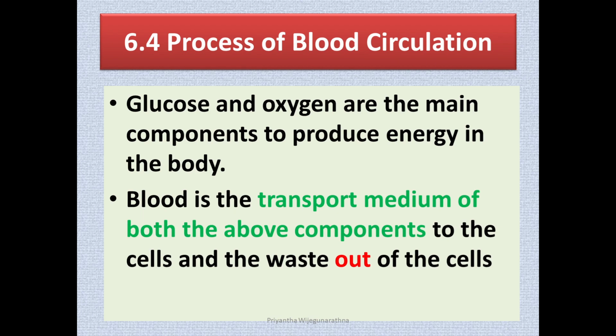Glucose and oxygen are substances that produce energy in the body. So the glucose and oxygen should be transported up to the cells. This transportation is done by blood, and the waste matter produced in the cells is transported to the excretory organs. It is also by the blood. So blood circulation is a very important process in your body.